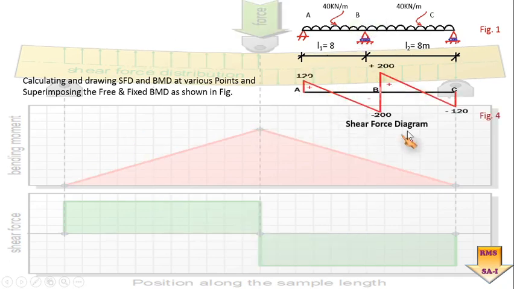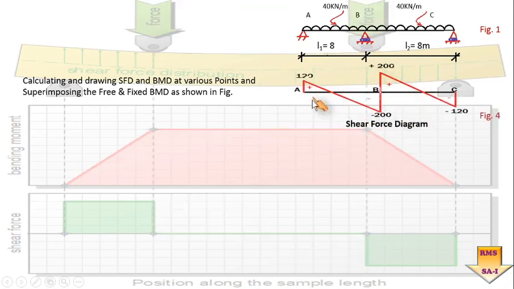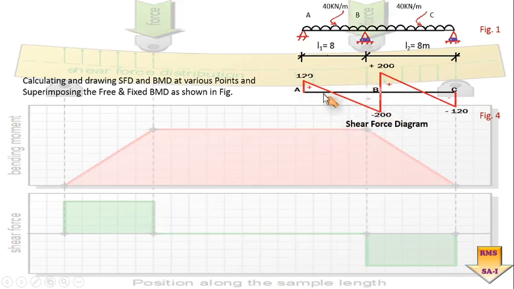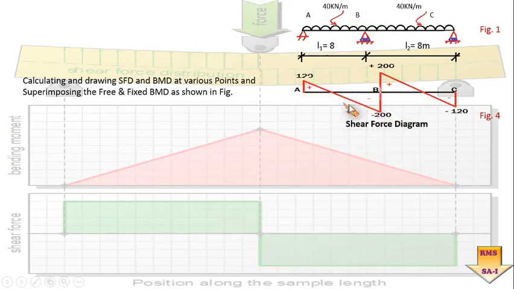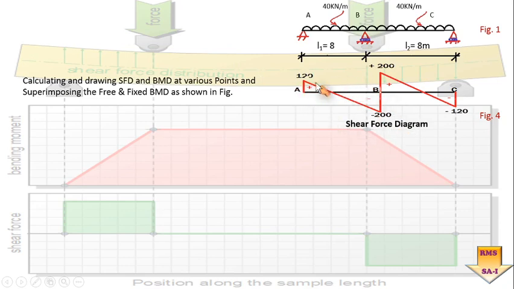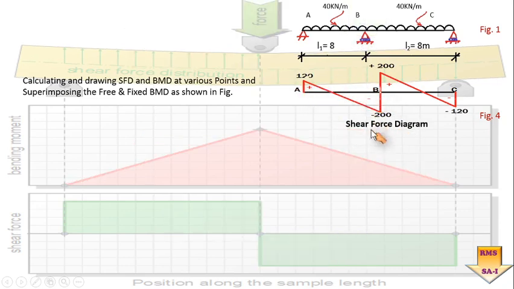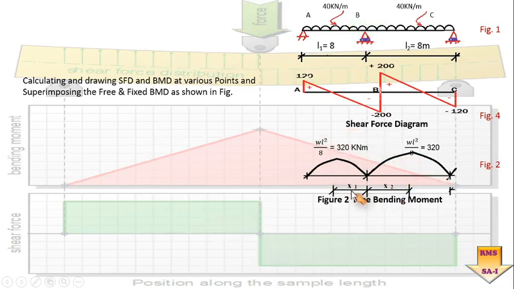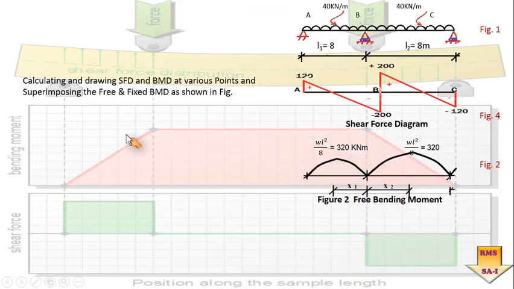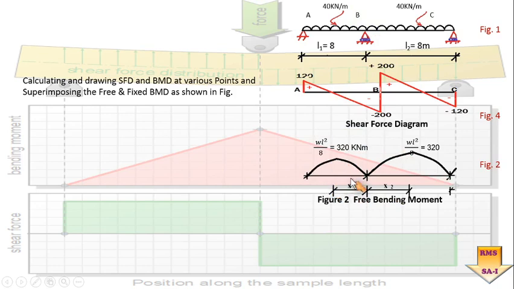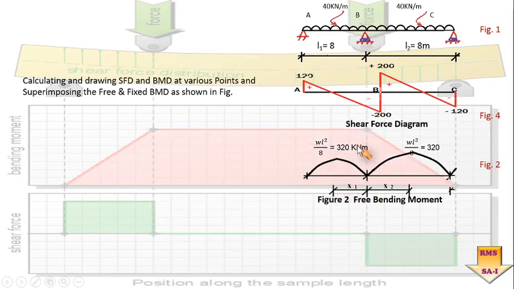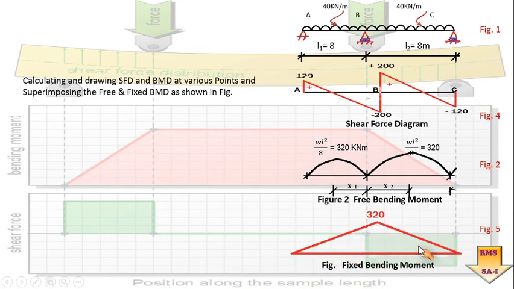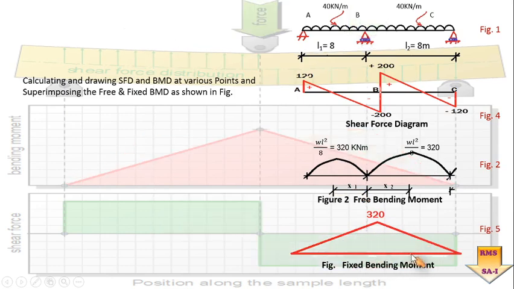So here the next figure number 4 is the shear force diagram. Here we can see, by the normal calculation which we usually do for finding out the shear force, that I did, and these are the ordinates of the shear force. Next, I have drawn already the free bending moment diagram in the first initial stage of this particular problem, so again we are going to take it, and then we are going to draw the fixed moment diagram or fixed bending moment diagram.